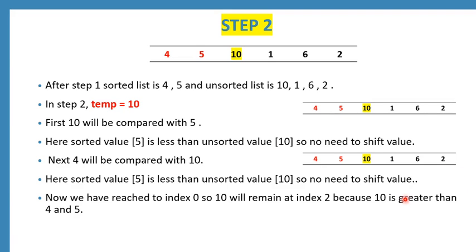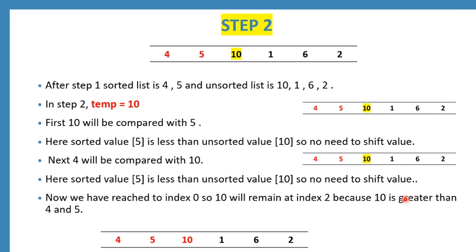Now again we have reached index 0, and if we have reached index 0 and we couldn't find a proper place for 10, then 10 will remain at index 2. So after step 2, our list will look like that.